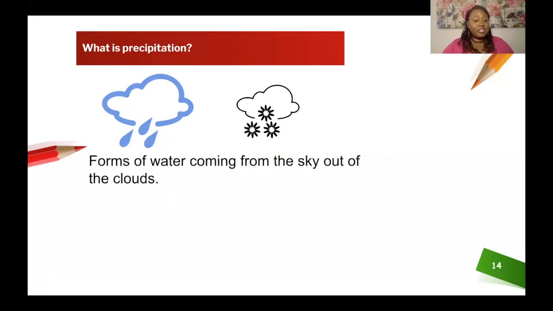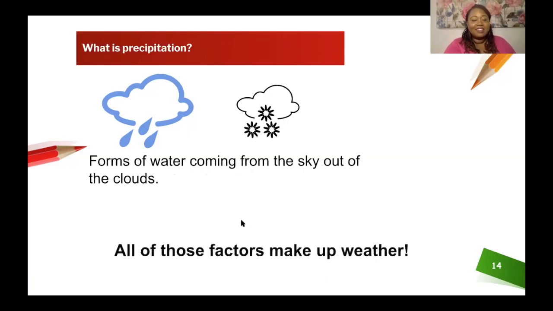Now, precipitation is forms of water coming from the sky out of the cloud. So if you see in our picture, there's a cloud and the rain is coming out of the cloud from the sky. And on this picture, you see a cloud and the snow is coming out of the cloud from the sky. Precipitation is forms of water coming from the sky out of the clouds. So all of those factors make up weather.